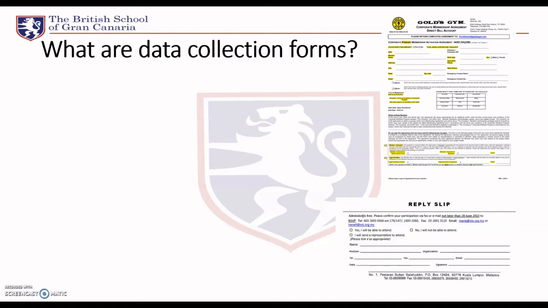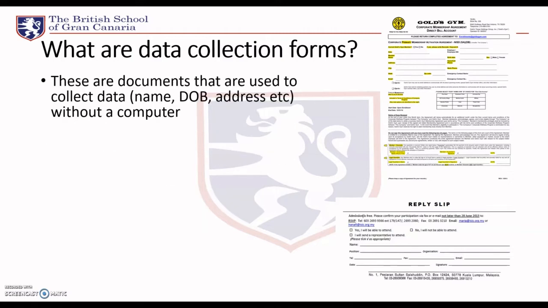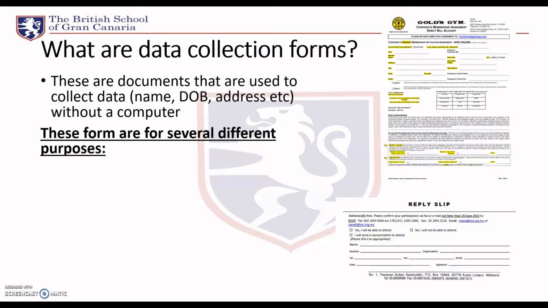Now, these are generally designed on paper, okay? And they will be handed to, say, somebody that wants to join a club, maybe a reply slip in school. So these are when you are responding to something and there's no need for a computer or there's no computer available. So they're documents that collect the data like your name, your address, your contact details, or as you can see from the reply slip, yes, I will be able to attend, no, I will not be able to attend. And obviously we need to know the person's name and so on. So there's several different purposes for them.